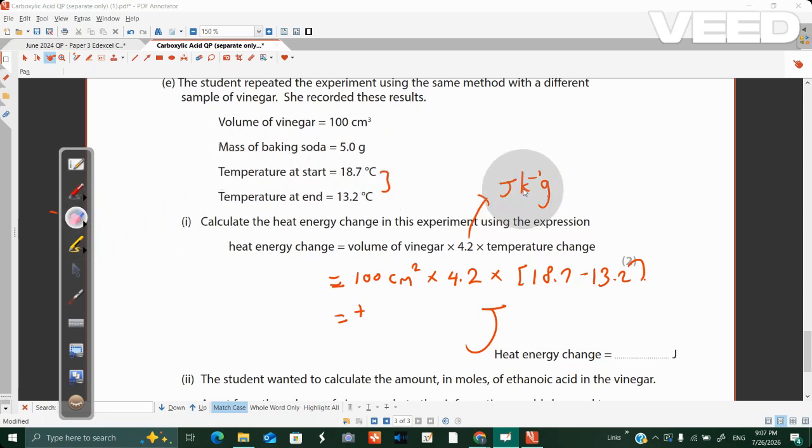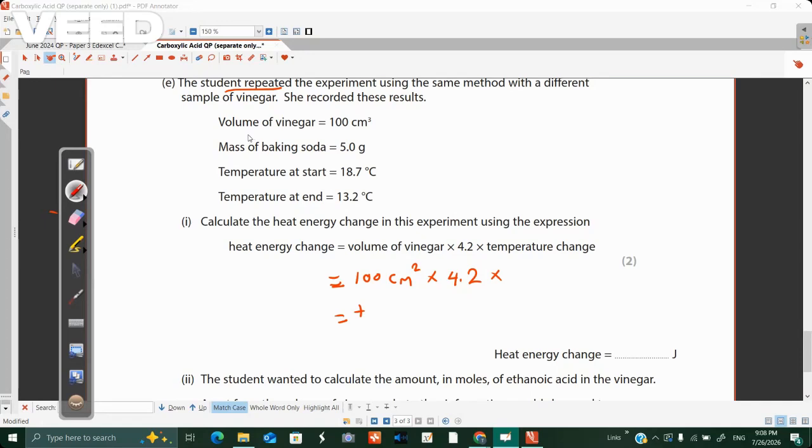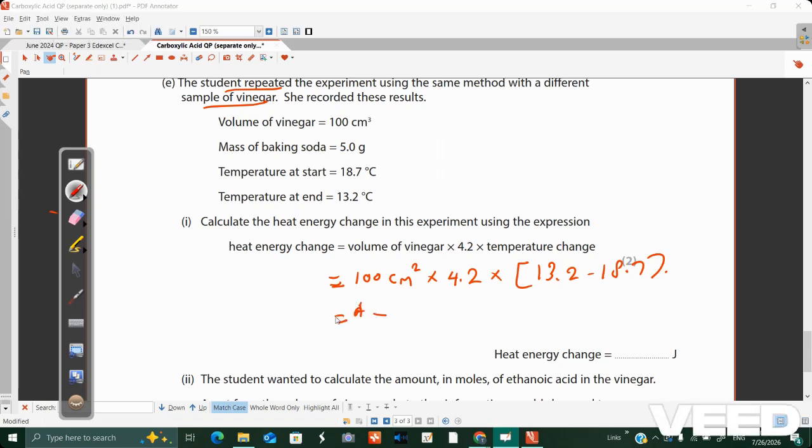It's different. We are talking about a different experiment. A student repeated their experiment using the same method with a different sample of vinegar. So 13.2 minus 18.7, final minus initial. So you are getting a negative value here. The temperature change is negative 5.5.